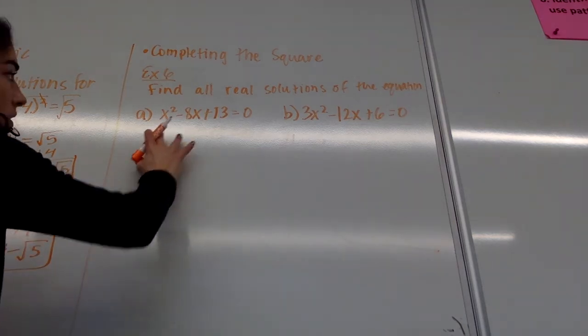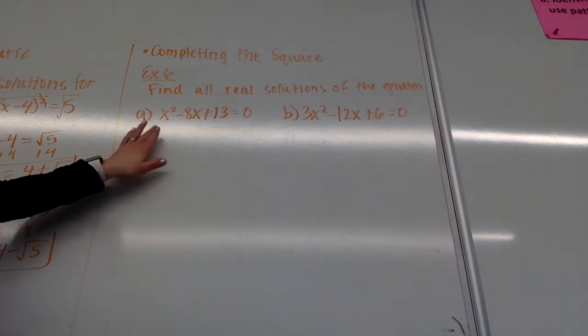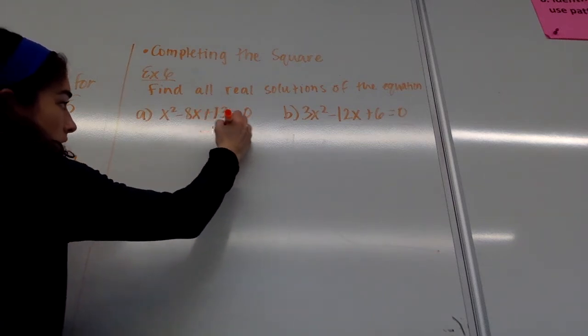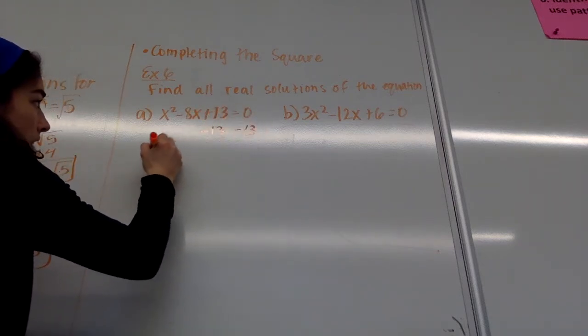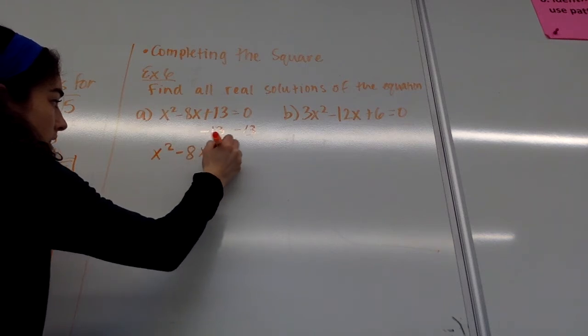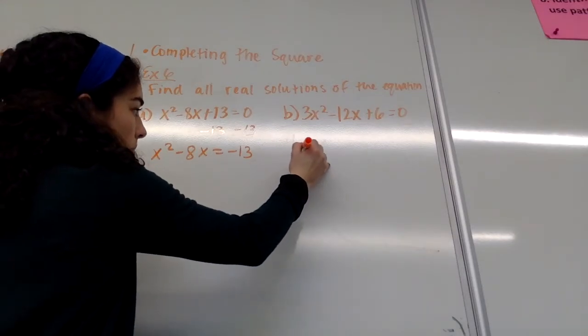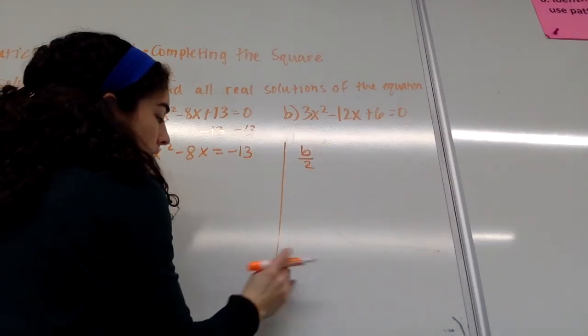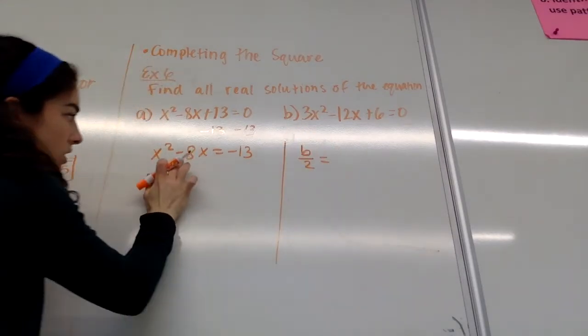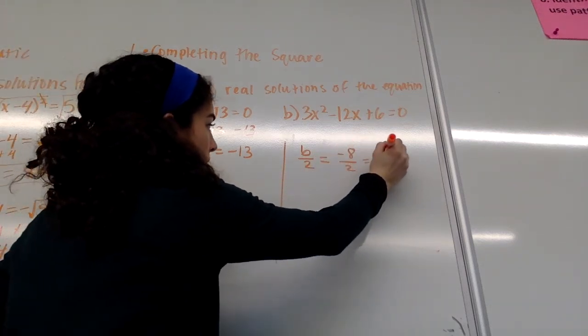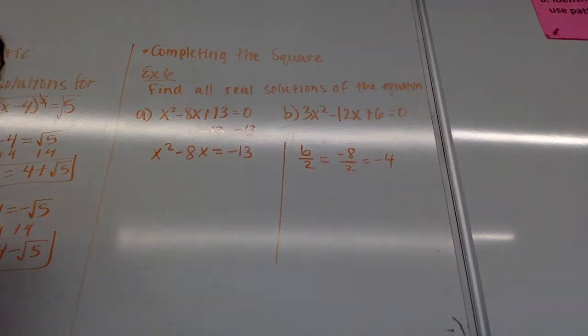So first on A, we need to get the x squared and the x alone on that side. So I'm going to subtract the 13, and I'm going to get x squared minus 8x equals negative 13. And then I'm just going to make some notes on the side. The first thing I need to note is what b over 2 is. Okay, so b over 2 is this value right here, negative 8 over 2. So I'm going to put negative 4. I just need to keep that in my head.